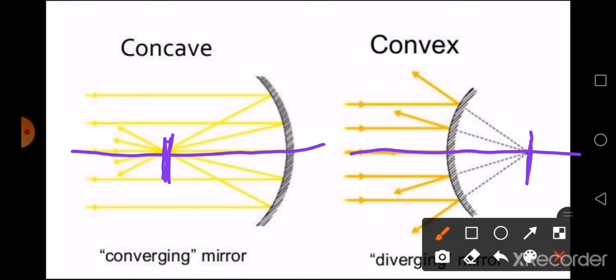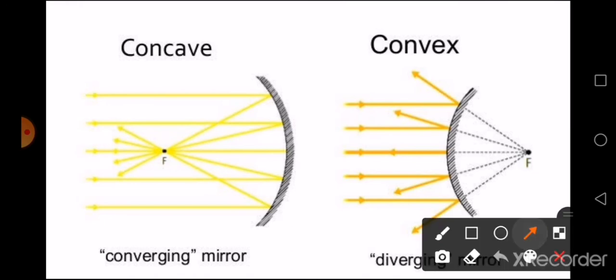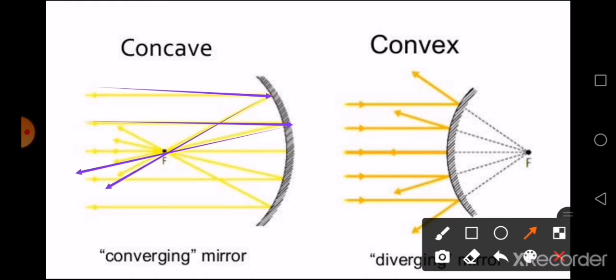Now as I told you earlier, in case of a concave mirror, the light rays incident parallel, after reflection, are all going to fall onto a particular point, isn't it? It is going to reflect back onto the same side, converging to a particular point. That point you call the focus.